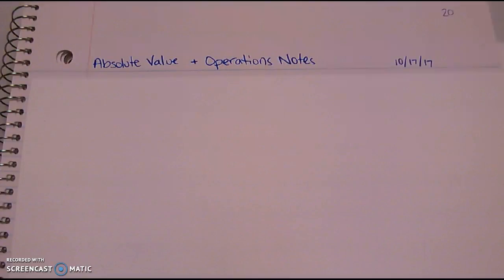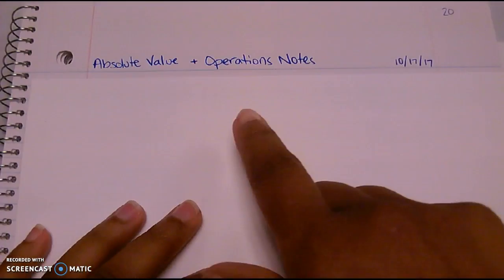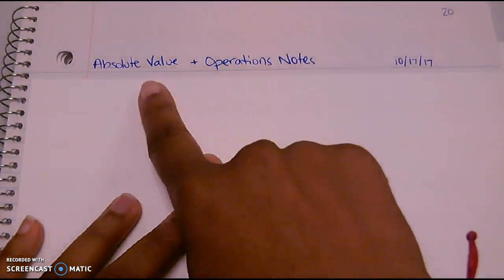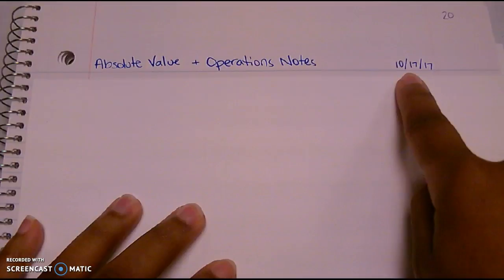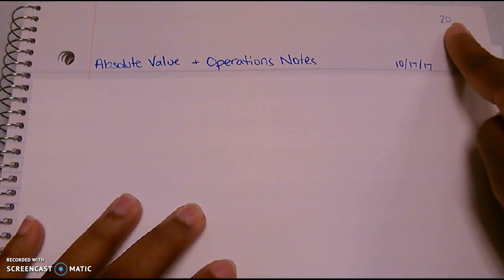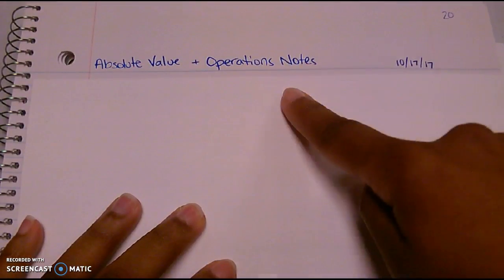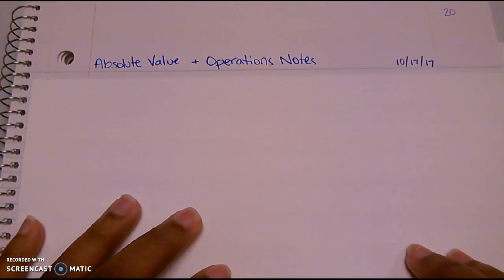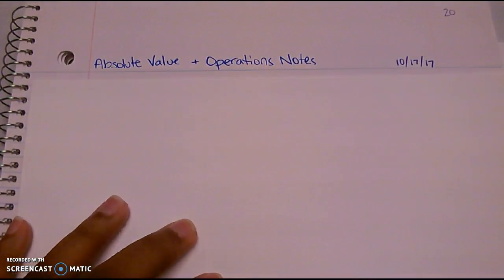Hello class, and welcome to our lesson on absolute value combined with operations. Go ahead and on a new page in your ISN, write the title, date, and page number. Make sure that you record this title and page number in our table of contents. Let's go ahead and get started.